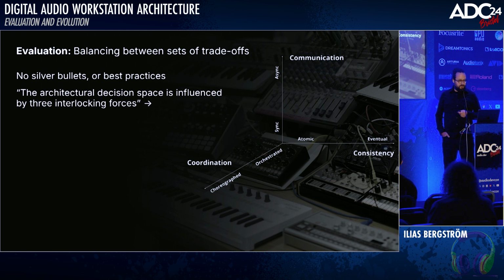And the architecture decision space is influenced by three interlocking forces. You have communication that can be ranging from synchronous to asynchronous. You have consistency of the model or the data, which is atomic or eventual. And you have coordination, which can be choreographed and orchestrated. And choices on one of these dimensions affects the other two. So it's always about trade-offs across several dimensions when you start thinking about your architectural choices.